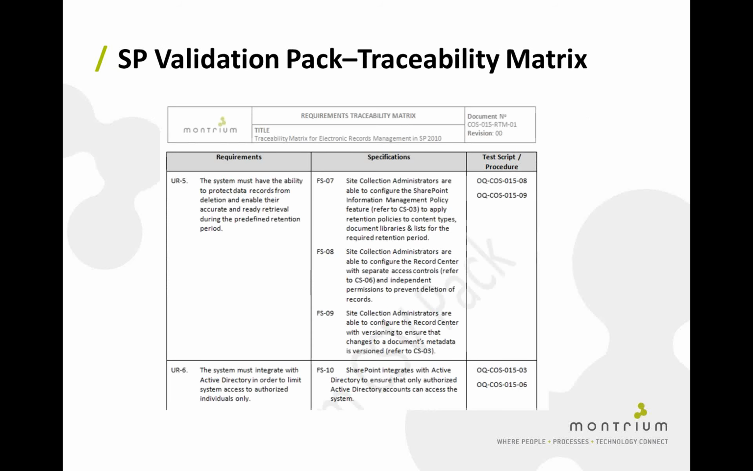So the trace matrix typically looks like this. Some organizations will use an actual system to manage a trace matrix. Others will do it within a document such as the one you see on screen. Others may use an Excel spreadsheet to do it as well. All of these things are acceptable. The main thing is to be able to link user requirements to functional specifications and then to the relevant tests that were executed to test those specifications and those requirements.